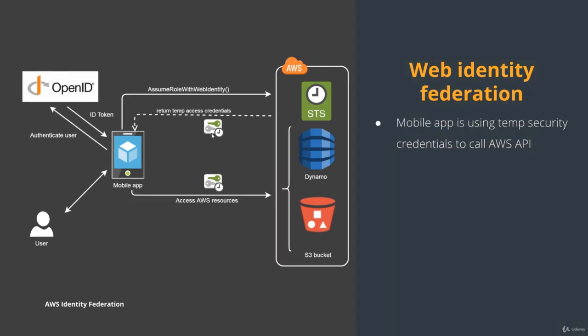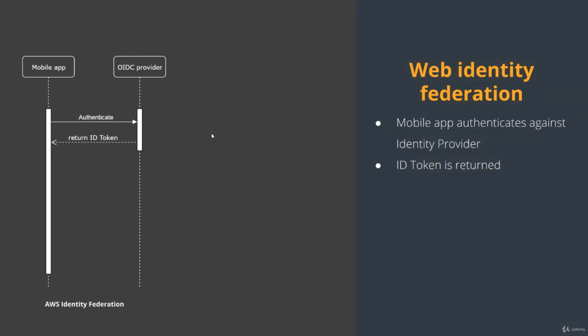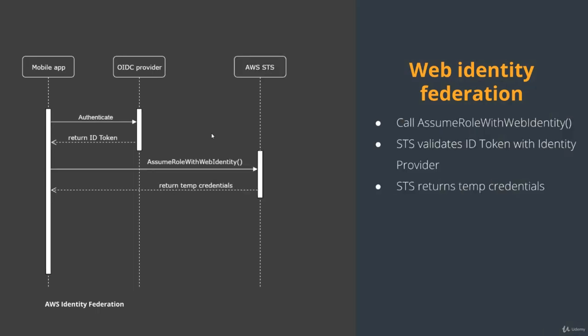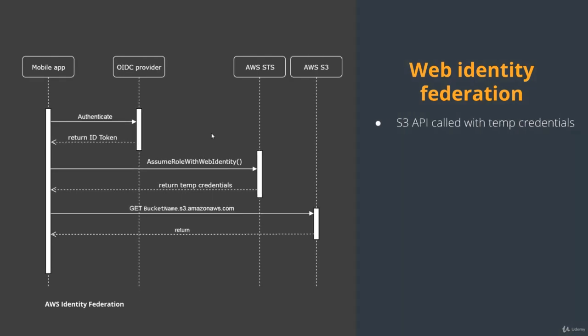Now the mobile app is equipped with these temporary credentials and it can call AWS services via the API. As in the previous example, understanding the event sequence is very important. So I'll repeat it once again. First, the mobile app authenticates against the third-party identity provider, receiving an ID token. Then the mobile app calls Secure Token Service and gets temporary AWS credentials. The call is being made to the STS action called AssumeRoleWithWebIdentity. This call is not signed. And with those credentials, the mobile app can make API calls to AWS resources.